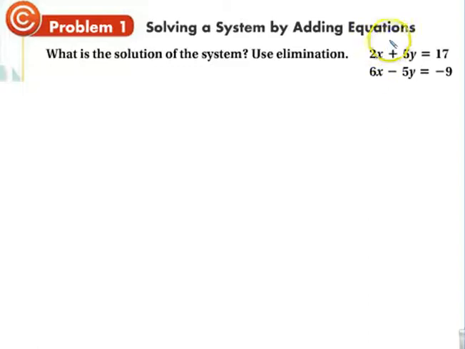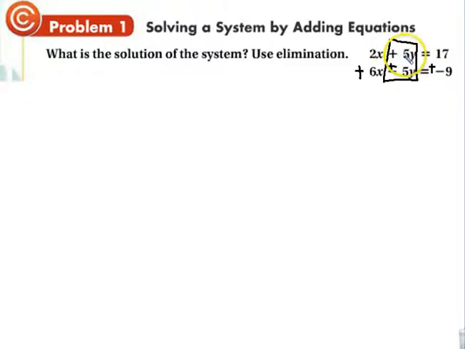The first thing I notice is the fact that the y's are opposites. Positive 5y and negative 5y. That's not true about the x's. So what I'm going to do is eliminate these. How do I eliminate or get rid of a positive and negative? What operation do I do? I need to add the equations together. So I'm going to add the two equations together.